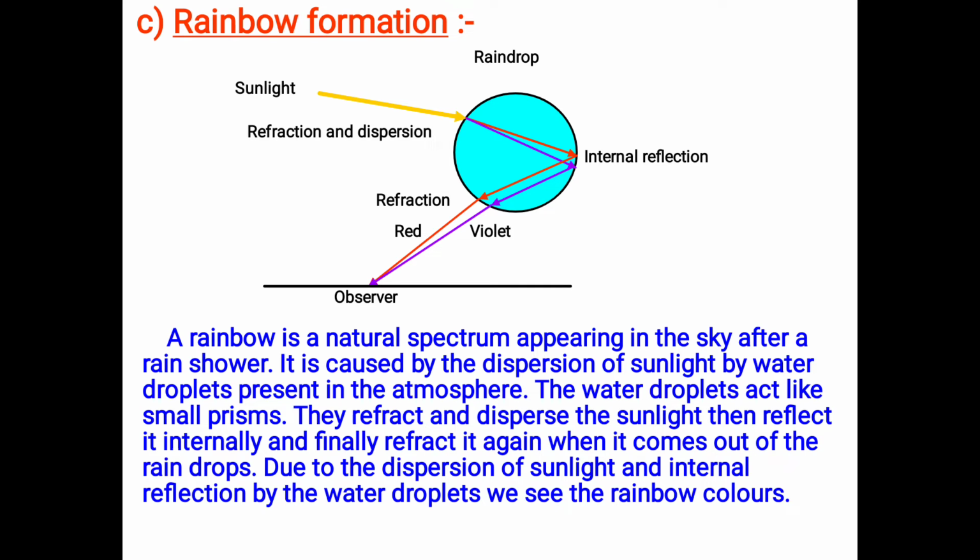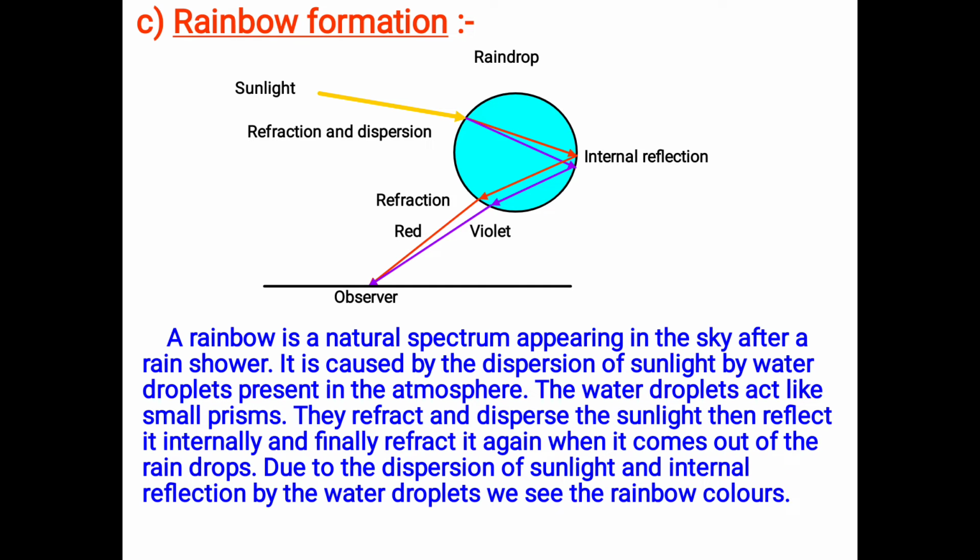Of course we have a screen, obviously that means the sky, but sunlight and water droplets will exist only in monsoon season. So a rainbow is a natural spectrum appearing in the sky after a rain shower because of water vapors. It is caused by the dispersion of sunlight by water droplets present in the atmosphere. Here, the water droplets act like small prisms.